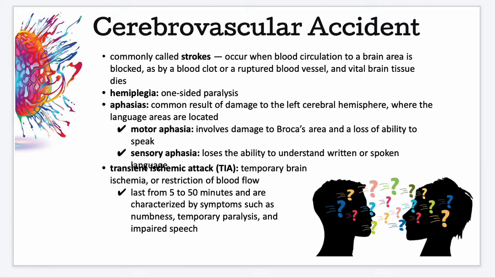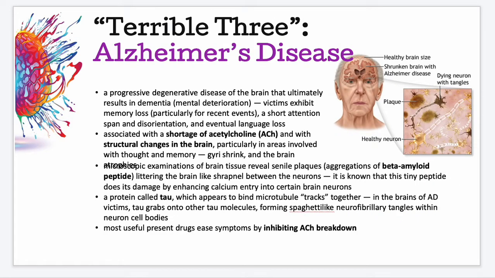TIA is what we call those temporary brain ischemia or restriction of blood flow that lasts from 5 to 15 minutes and are characterized by symptoms such as numbness, temporary paralysis, and impaired speech. So, we have your terrible 3. Ito yung tinatawag natin na terrible 3, your Alzheimer's disease, your Parkinson's disease, and your Huntington's disease.